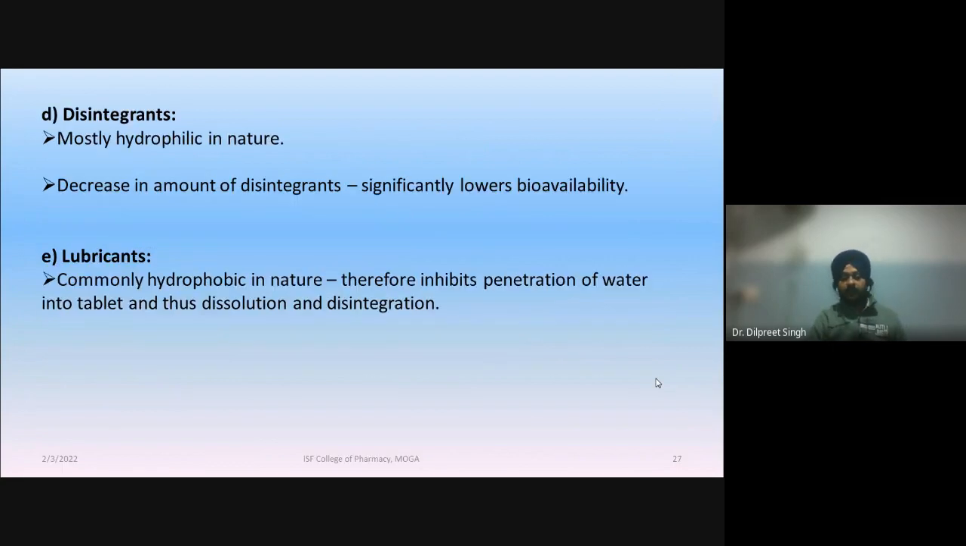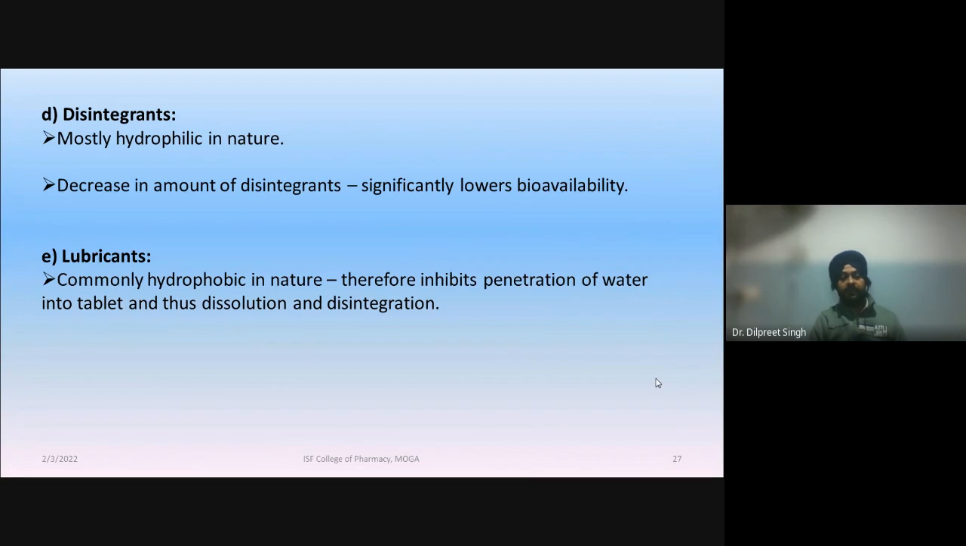When we talk about disintegrants, a disintegrant is hydrophilic in nature, and a decrease in the amount of disintegrant significantly lowers bioavailability. This is because the amount of disintegrant must be sufficient to dissolve the molecule from the solid surface into the liquid. In general, when the drug is in solution form, it exhibits higher bioavailability compared to a drug in solid form. So decreasing the amount of disintegrants leads to lower bioavailability and also gives erratic oral bioavailability.